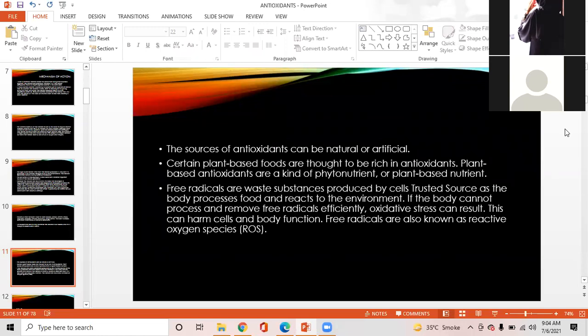Free radicals are waste substances that are produced by the cells as the body processes food and reacts to the environment. If the body cannot process and remove free radicals efficiently, oxidative stress can result. This can harm cells and body functions. Free radicals are also known as reactive oxygen species.